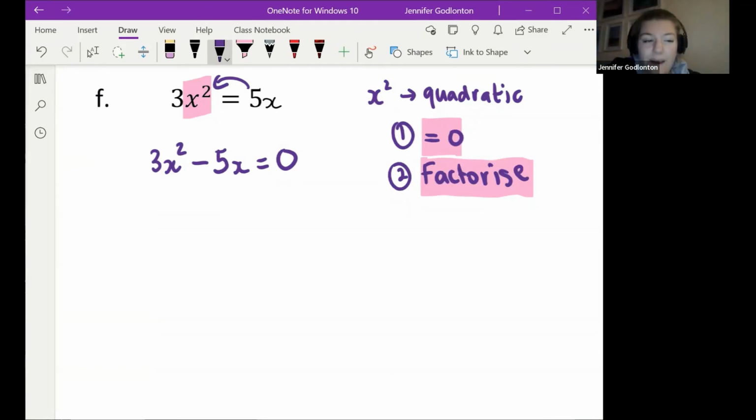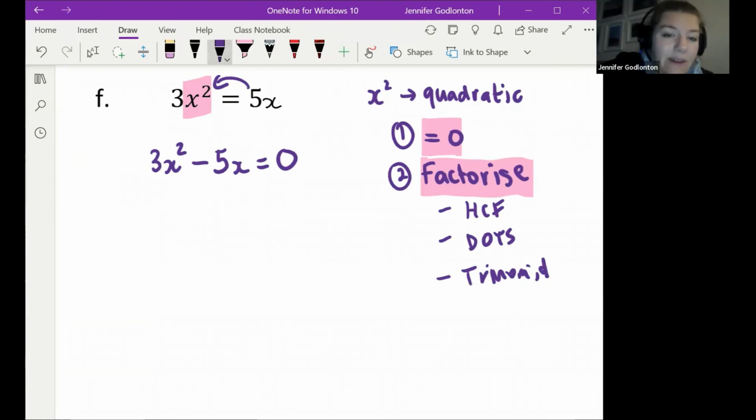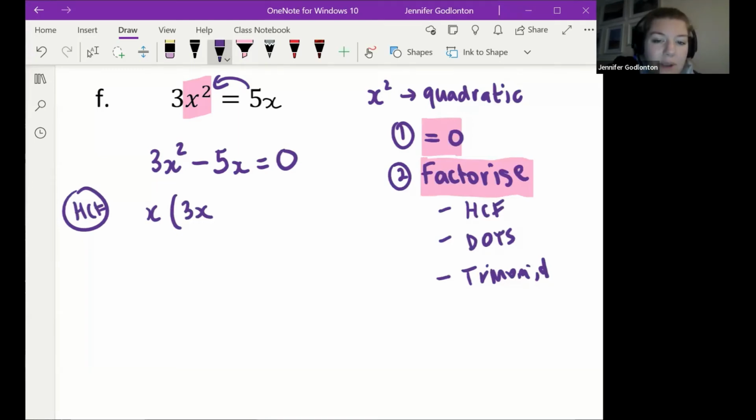So I know I need to factorize. What type of factorizing can I do? Yes, guys, great. Okay, when we factorize, we think, can we take out a highest common factor? Can we do difference of 2 squares? Or can we do a trinomial? And in this case, we can do a highest common factor. So I'm going to take out my highest common factor of x, and I'm going to be left with x(3x minus 5) is equal to 0. Okay.